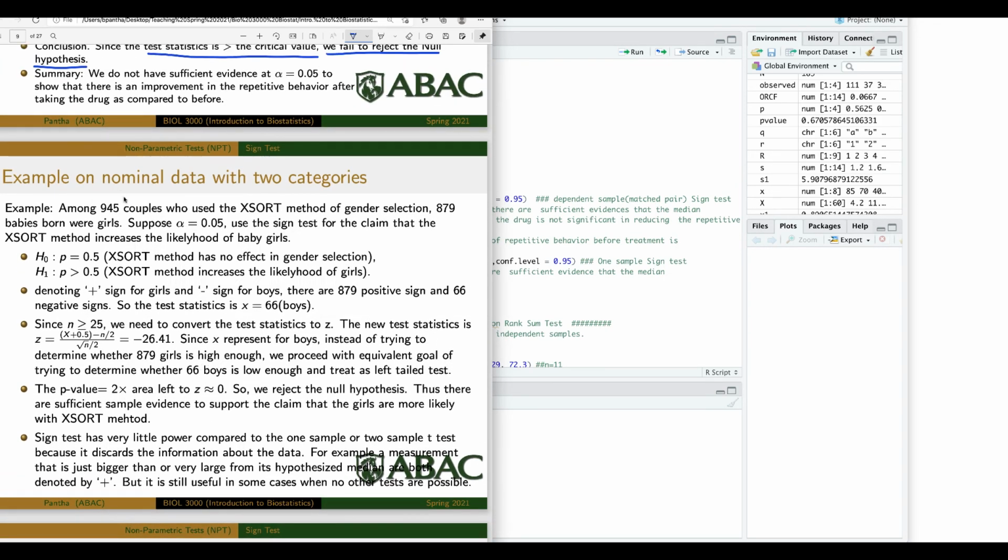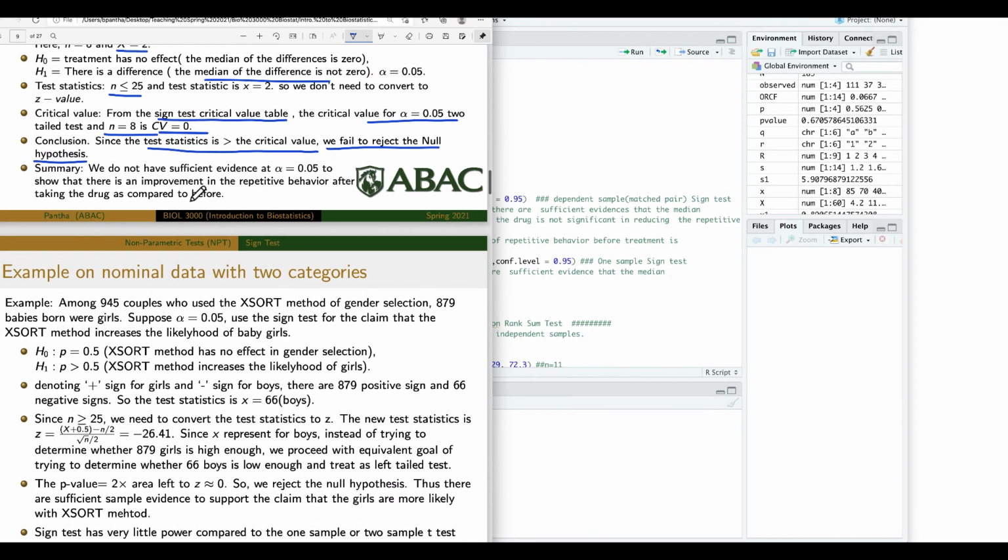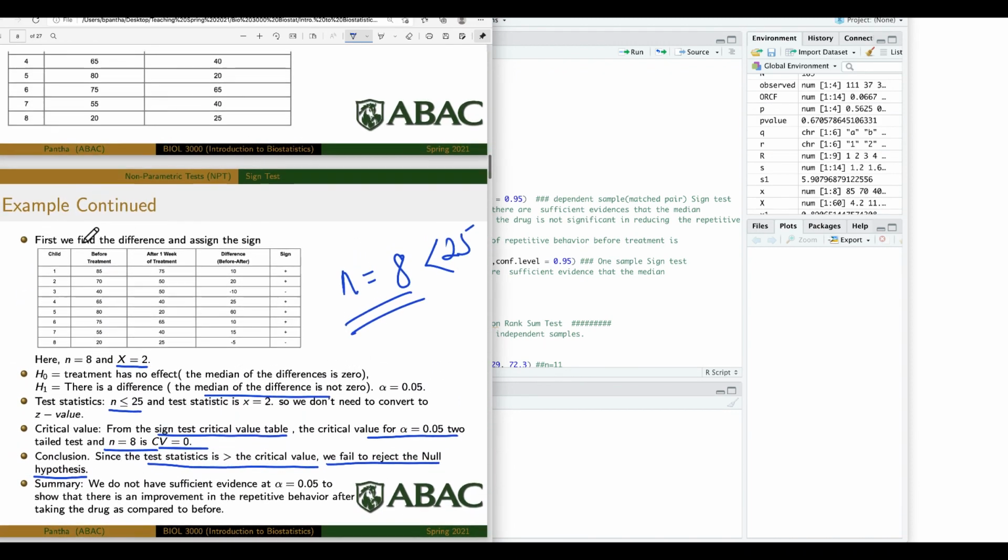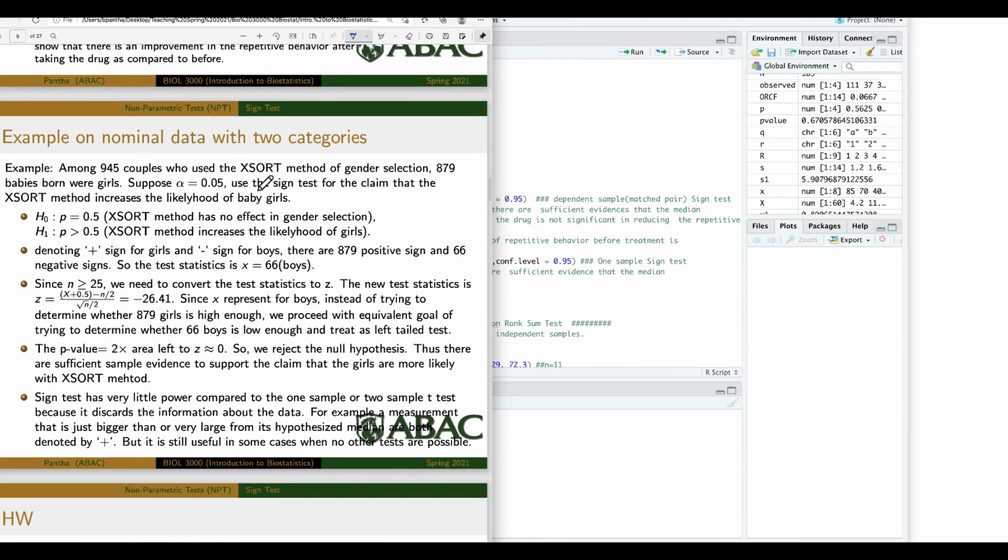Among 945, so this is the nominal, this is the categorical data. Okay, the previous one was quantitative data because the data was given in numbers, right? And this one is the categorical data. So let's talk. Among 945 couples, we use the XSORT method of gender selection. 879 babies born were girls. Suppose alpha equals 0.05. Use the Sign test for the claim that the XSORT method increases the likelihood of baby girls.